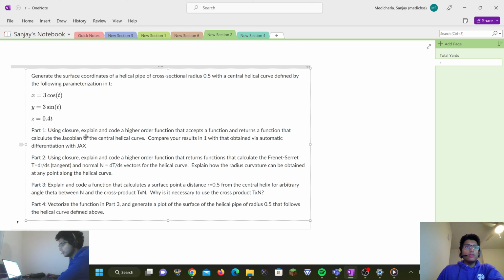In the last part, we coded a higher order function that calculated the Jacobian of our curve, and in part two, we're going to use Clojure again, explain and code a higher order function that returns functions that calculate the Frenet-Serret tangent and normal vectors for the helical curve. Explain how the radius curvature can be obtained at any point on the helical curve, right?